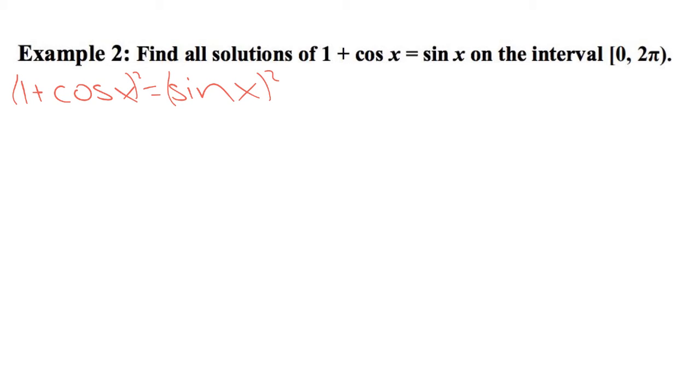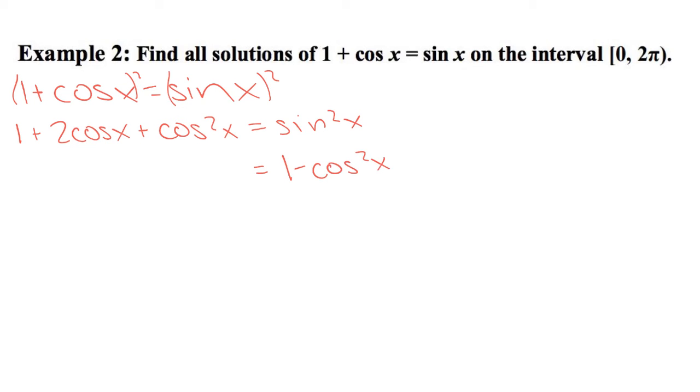So I get 1 plus 2 cosine x plus cosine squared x is equivalent to sine squared x. The reason why I did this is because now I can look at sine squared x and substitute a Pythagorean identity that includes cosine so that I'm only working with cosines. 1 minus cosine squared is equivalent to sine squared x. So that's why I substituted it in.